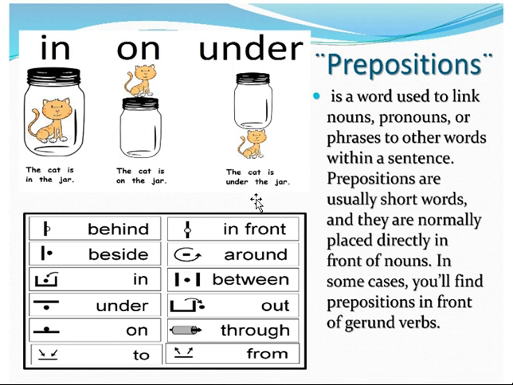In all the three sentences, in, on and under, it's creating a sense. In this manner, behind, beside, in, under, on, to, in front, around, between, out, through, from: these all are the words used to link nouns, pronouns or phrases to other words within a sentence. Prepositions are usually short words and they are normally placed directly in front of a noun. In some cases, you will find prepositions in front of a gerund verb.